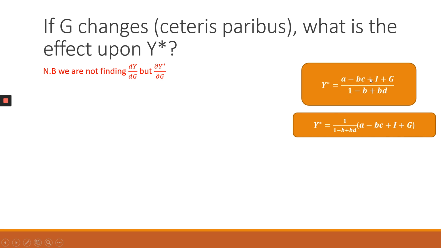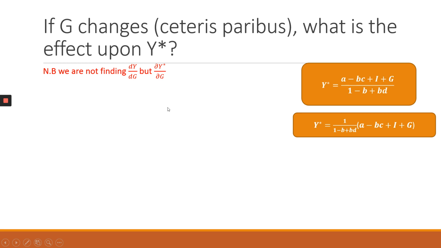Where you can actually see that what we have is 4 different elements that are attached to the constant 1 over 1 minus b plus bd, right? And because these other 3 elements do not have a G in them, it simply means they are constants when we want to isolate the effects of a change in G, right?